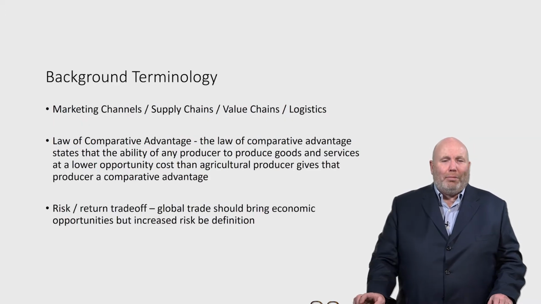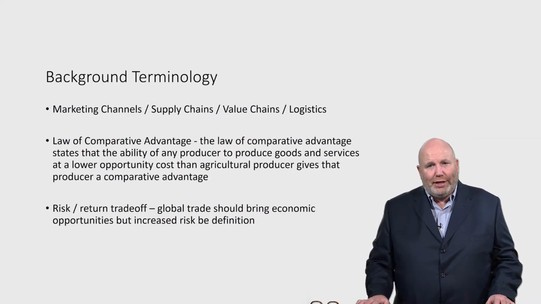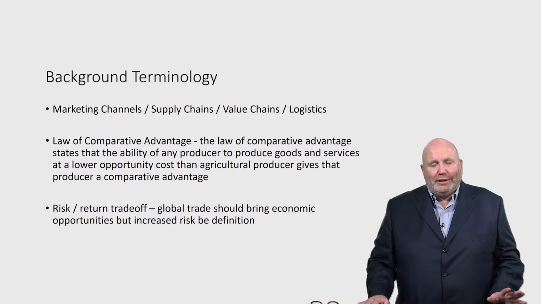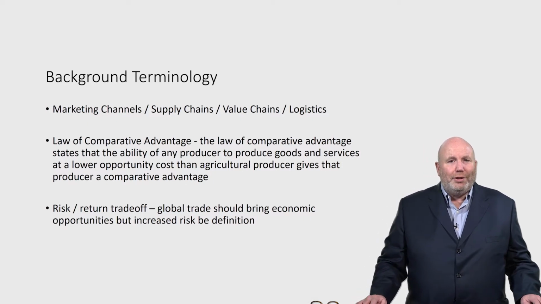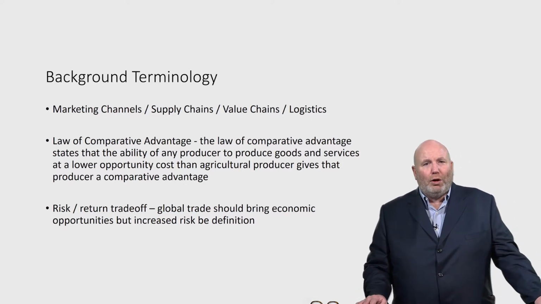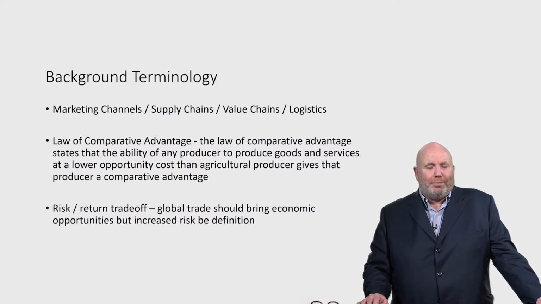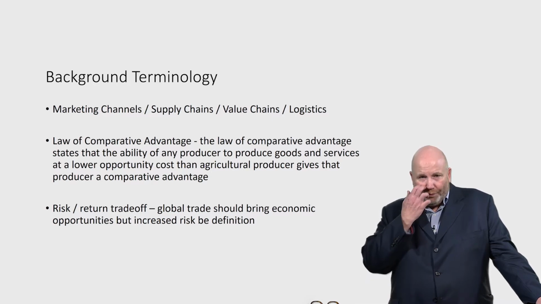We've talked in this class about marketing channels, supply chains, value chains. Logistics is in that paper. It just talks about the process of getting things from point A to point B. Two other things to think about as we think about today's lecture. The law of comparative advantage says that the ability of any producer to produce goods and services at a lower opportunity cost than another producer gives that producer a comparative advantage. And typically we think about these relative to countries.